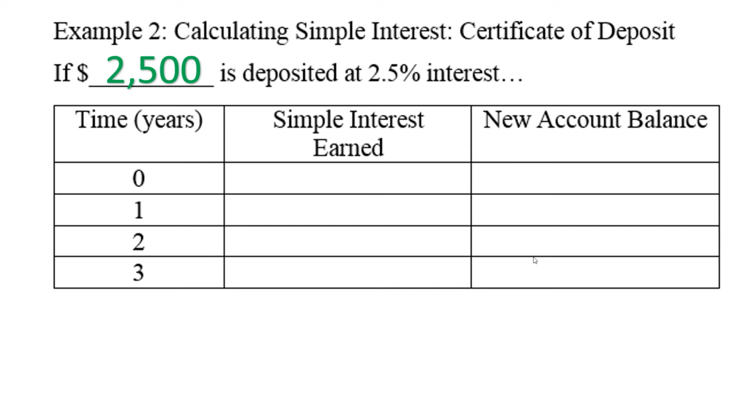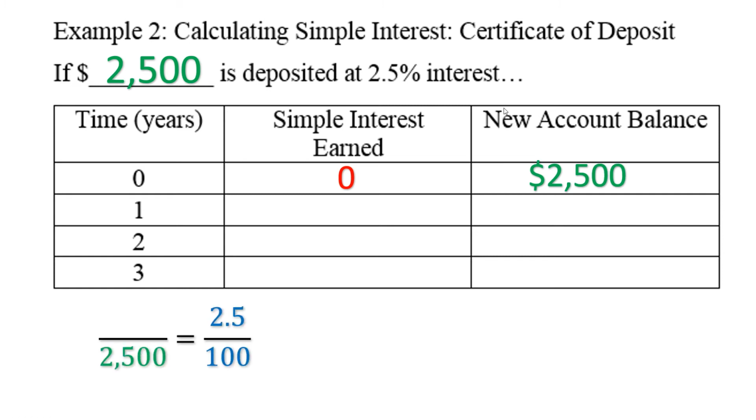Okay, example 2. Calculating simple interest for a CD, a certificate of deposit. So if $2,500 is deposited at 2.5% interest, what would this table look like? Well, after 0 years, that means that no time has passed. You have not earned any interest. Interest only accrues after a period of time. So after no years, you have no interest, but the original account balance is $2,500.